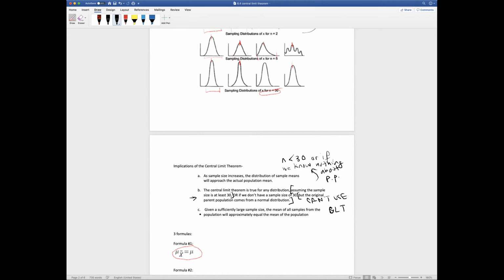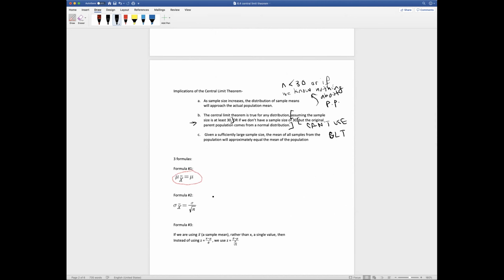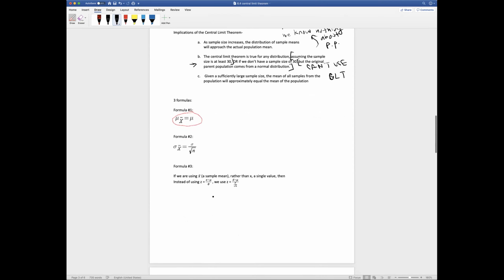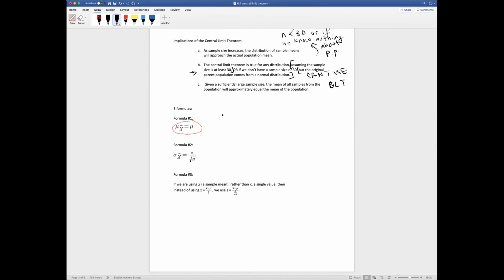And C again says, given a sufficiently large sample, the mean of all samples from the population will approximately equal the mean of the population, which is pretty much the same thing as saying A. It looks like I said that twice. So now if you're a little bit understanding, but not 100% of the way there, it's okay. I want you to understand these three formulas, what they mean, and how to apply them for these next few examples. So like I said before, we already know that the mean of the sample means is equal to the mean of the population. So that's one formula that I want you to think about.